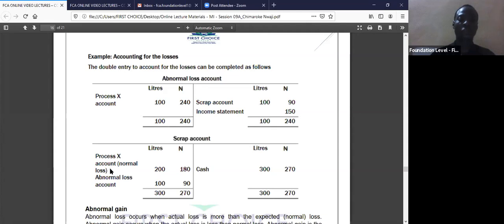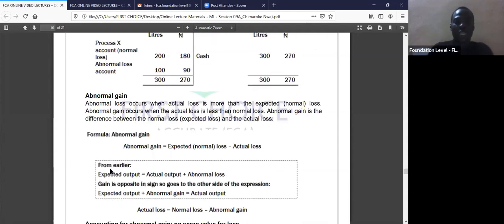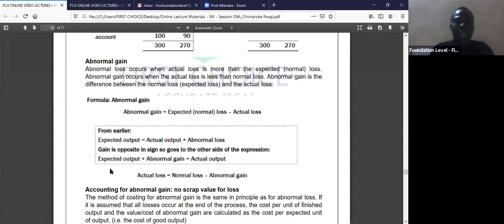Okay, so this is the cash that was received from this scrap. Now we go to abnormal gain. What is abnormal gain? Abnormal gain occurs when the actual loss is less than the expected or normal loss. Abnormal gain is the difference between the normal loss, as the expected loss, and the actual loss.